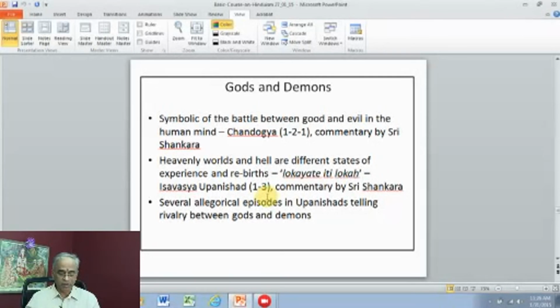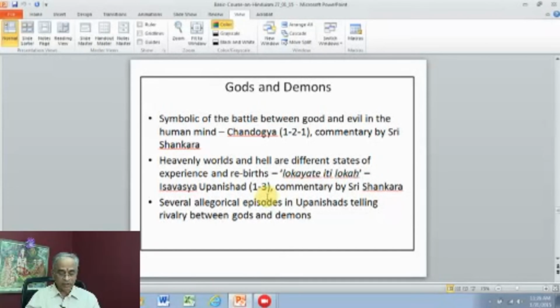So Shankaracharya calls it an adhyatmika sangrama. Adhyatmika means something which is happening internally. Adhyatmika, adhyatma, something which happens inside. Adhyatmika sangrama, the battle between these gods and demons, is an internal battle in the mind.